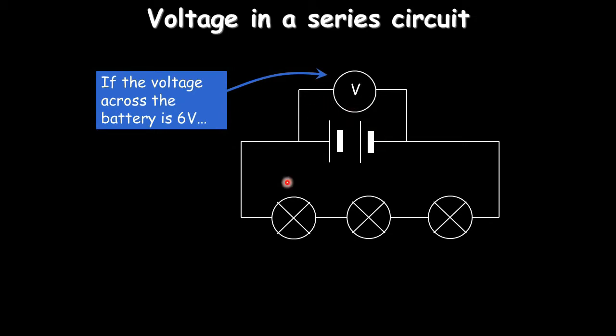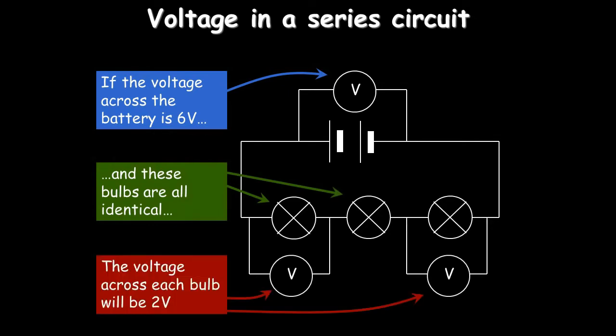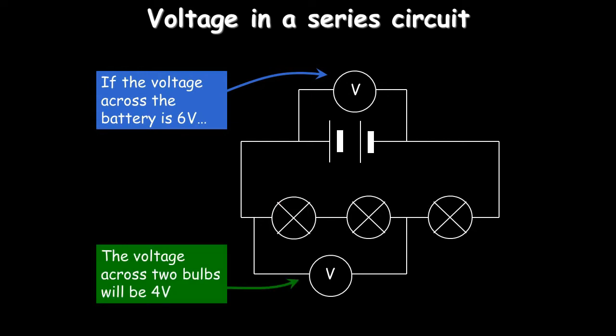If you've got bulbs in series, 3 in series here, and they're identical, you've got 6 volts. I'm sure you've guessed it, that each one would share the voltage, and the voltage would be 2 volts, 2 volts, 2 volts, to add up to 6. If the voltmeter went across 2 bulbs, because that's 2 and that's 2, you add together, that voltmeter would read 4 volts.